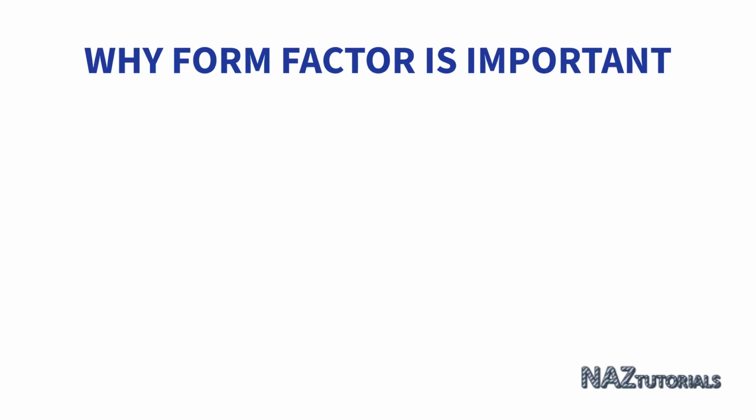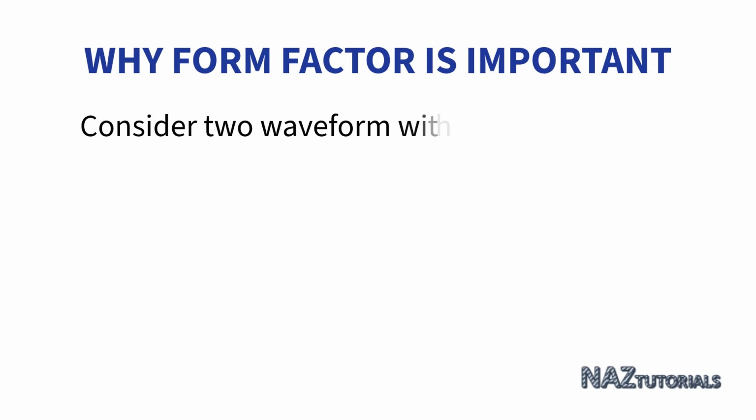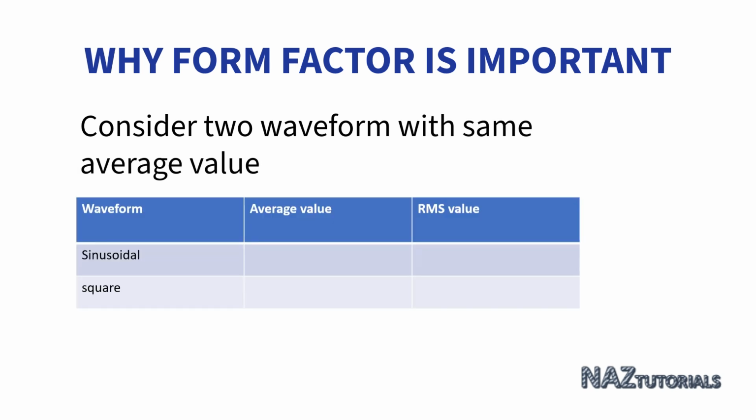Now understand why form factor is important. Consider two waveforms of the same average value. So let's consider a square waveform and a sinusoidal waveform. Here we assume 10 volts for both waveforms as the average value, and if you calculate the RMS value for the sinusoidal waveform, it is 1.11 times the average value. For the square waveform, the RMS value is equal to the average value.